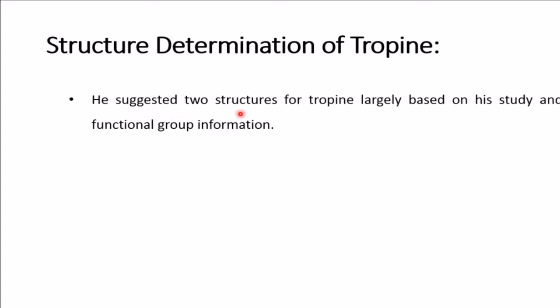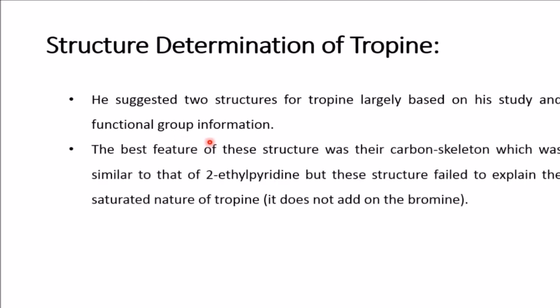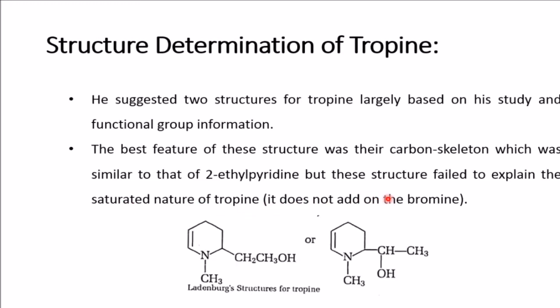He suggested two structures for tropine largely based on his study and functional group information. The best feature of this structure was its carbon skeleton, which was similar to that of 2-ethylpyridine. But this structure failed to explain the saturated nature of tropine. It does not add bromine. Here is the Ladenburg structure of tropine, either this one or this one.